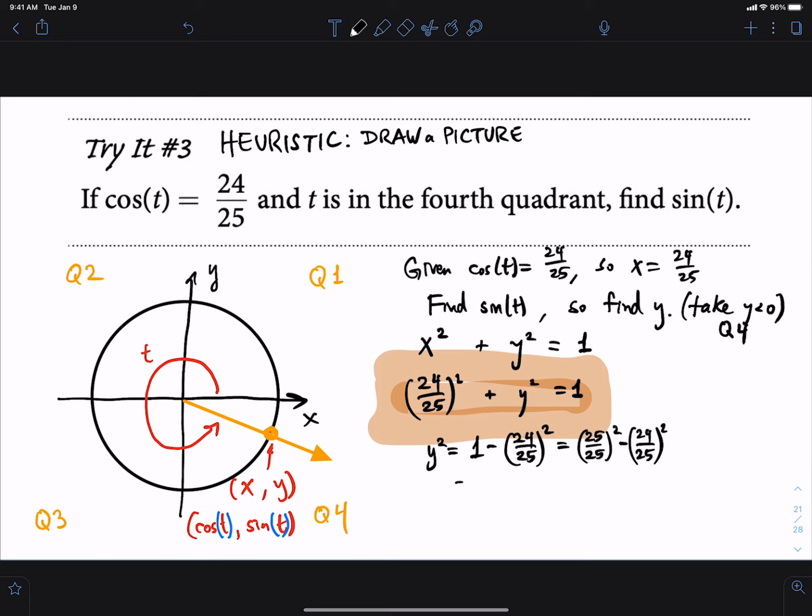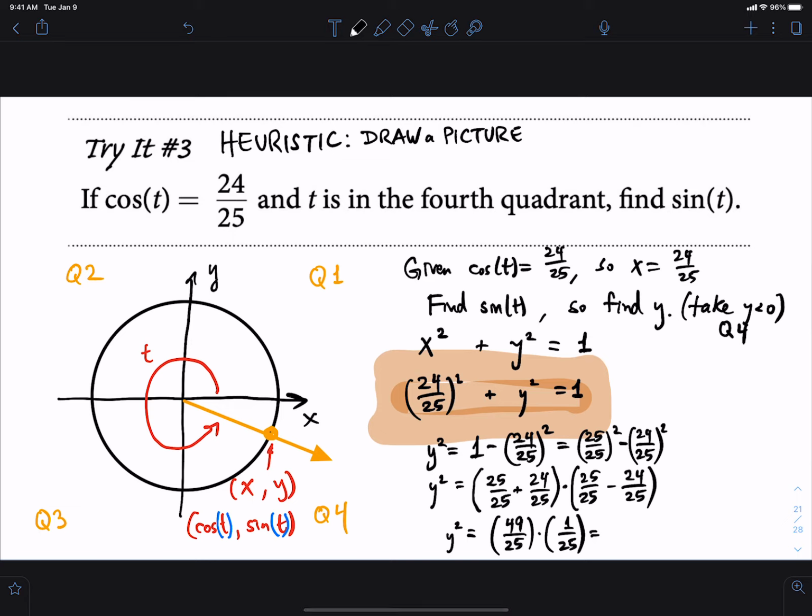And right there I have a difference of 2 squares, and so I can factor that. That's 25 over 25 plus 24 over 25 times 25 over 25 minus 24 over 25. Do you see the difference of 2 squares? Well, that makes it really easy, because this one is 49 over 25, and this one is 1 over 25. So y squared is that, and both of those are perfect squares.